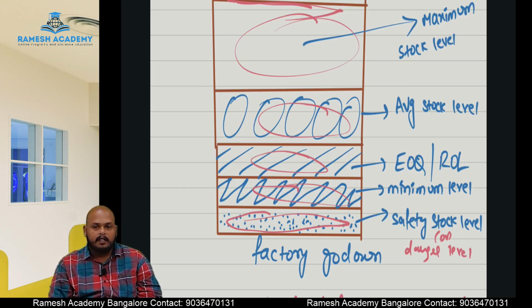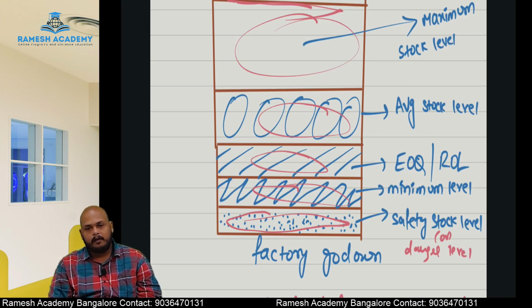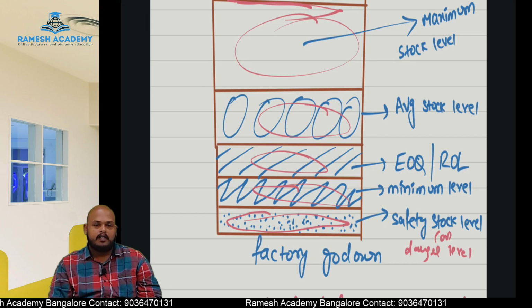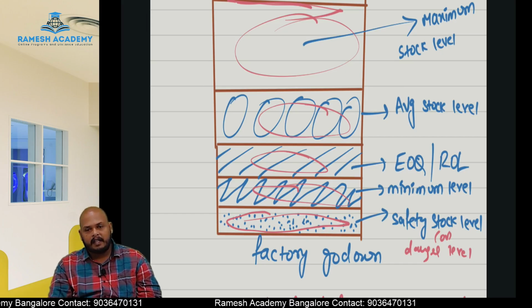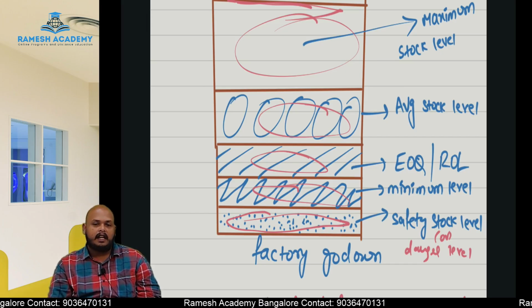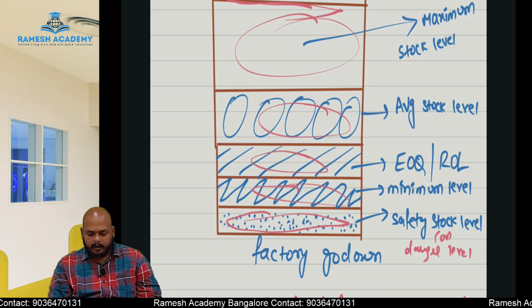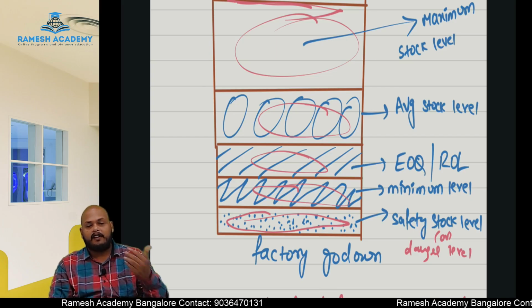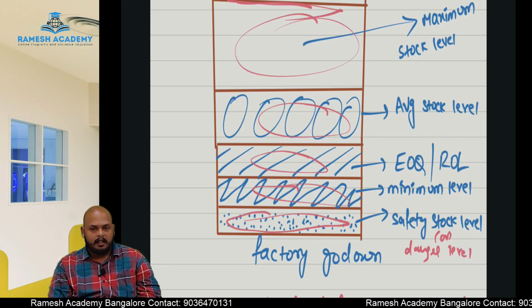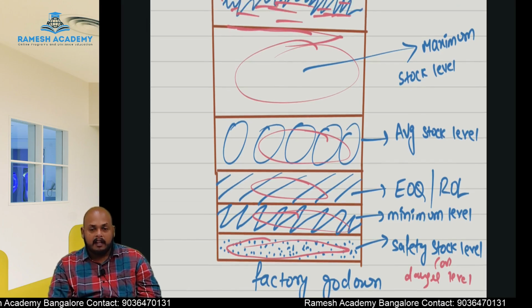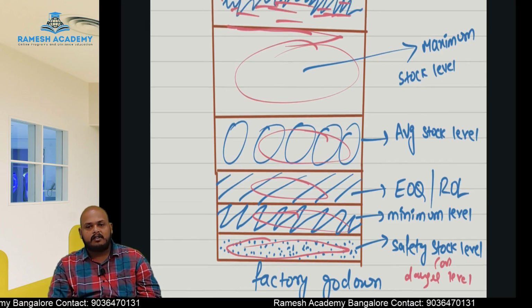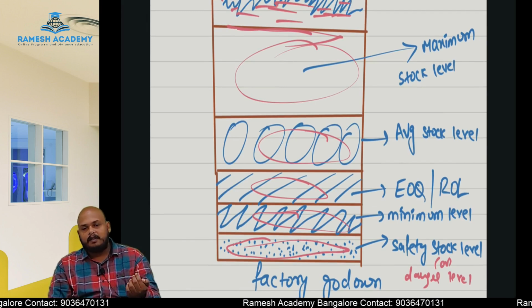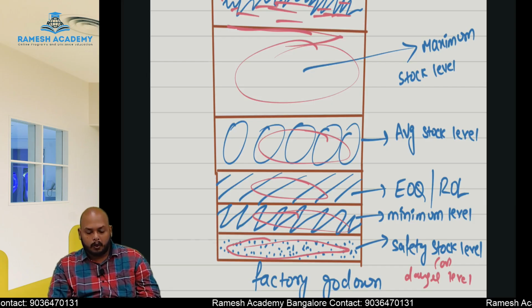The next level we have is the minimum stock level. It is the stock level which is required to be maintained by a business organization at any point of time. Reorder level indicates the stock level where a fresh order needs to be placed. Next, average stock level is the stock level which may be maintained on average throughout the year.